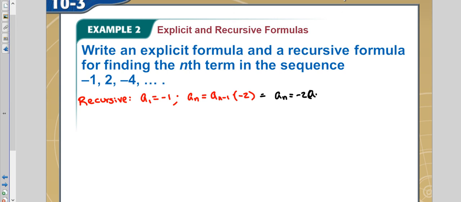-2 times a sub n minus 1. That would be the easiest way of simplifying that equation. All right, so now let's do the explicit.